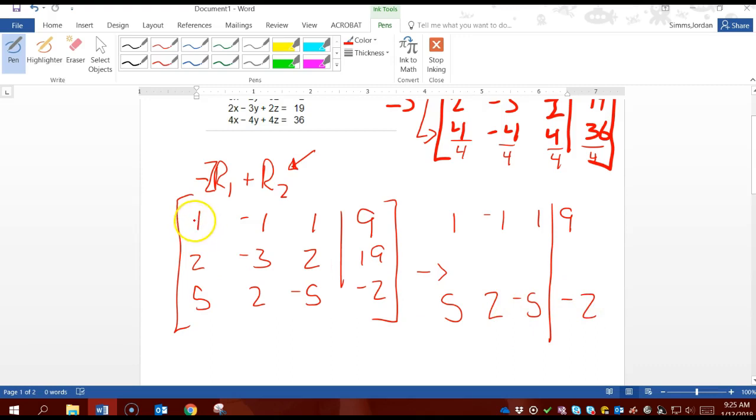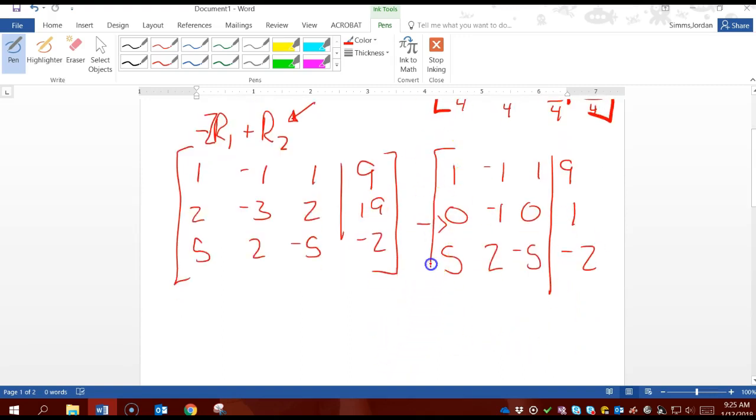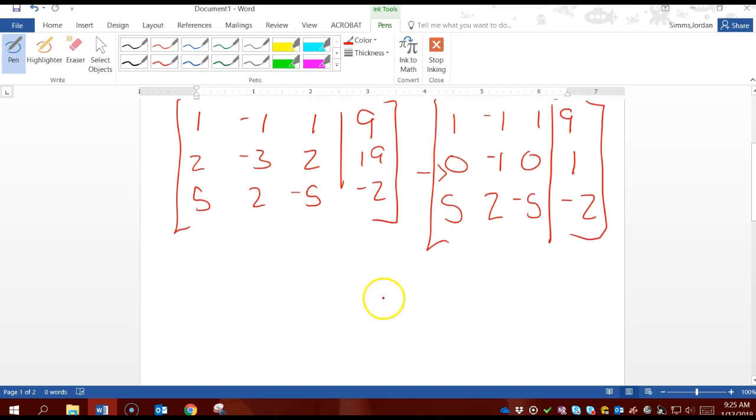Now negative 2 times 1 is negative 2, plus 2 is 0. Negative 2 times negative 1 is positive 2, plus negative 3 is negative 1. And then negative 2 plus 2 gives us a 0 there. And then negative 2 times 9 is negative 18 plus 19 gives us a 1 right there. Okay? Beautiful. And now we'll do the same thing. I'm going to take negative 5 row 1 and I'm going to add that to row 3. Because again, negative 5 plus 5 gives me a 0 there. So let's do that. I'll copy over the other two rows.